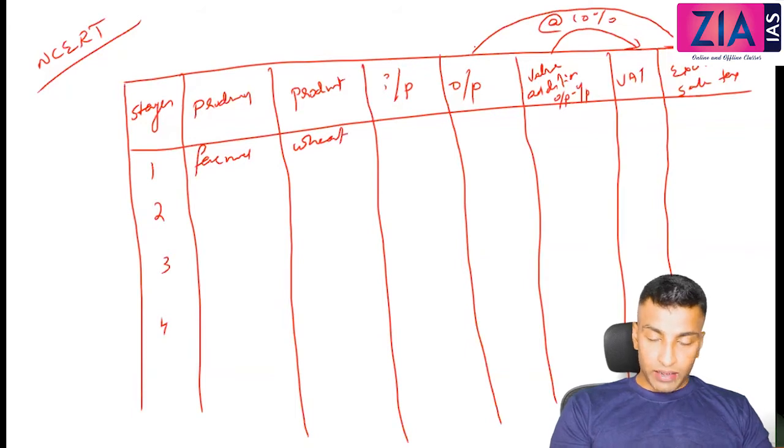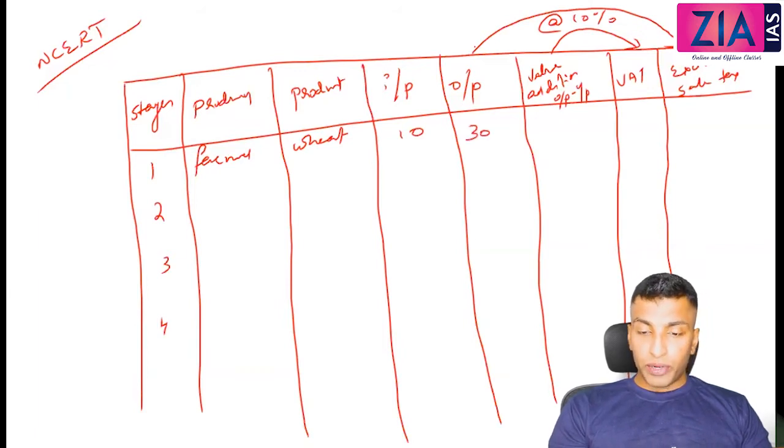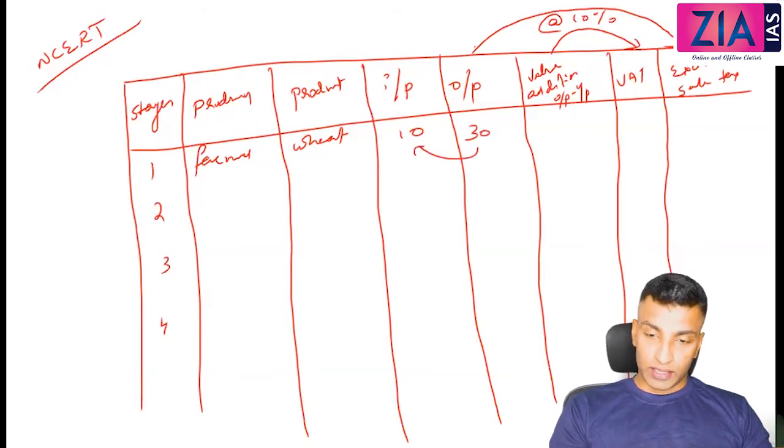Okay, and input, let's say, is 10 rupee, just some random values. Output 30. So input 10, output 30. So what is the value addition here? Output minus input, that is the value addition. So 20 rupee is the value addition by the farmer in this context. So value addition is 20.